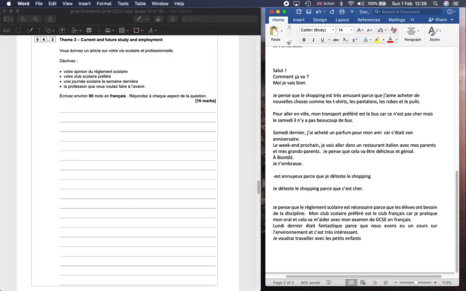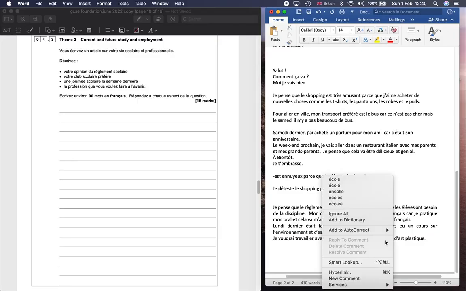Peut-être dans une école d'art, in an art school. You want to teach kids do arts. So je voudrais travailler avec les enfants, avec les petits enfants. And you want to teach them art. So, or you want to work with small kids in an art school. So, je voudrais travailler avec les petits enfants dans une école d'art plastique. There you go.